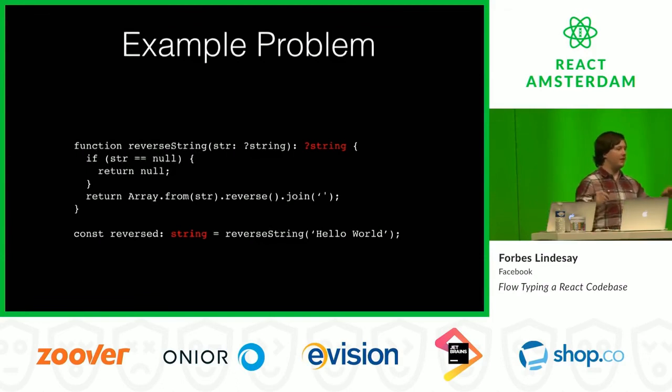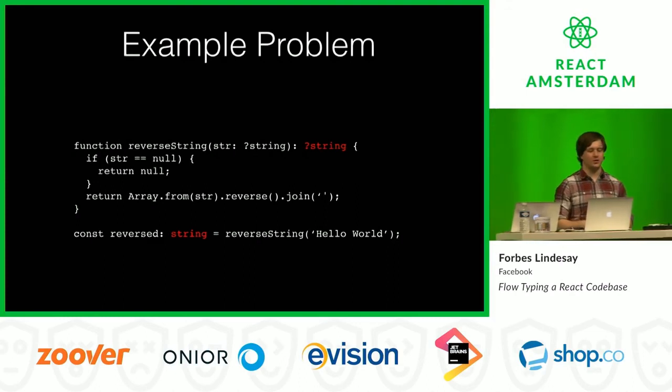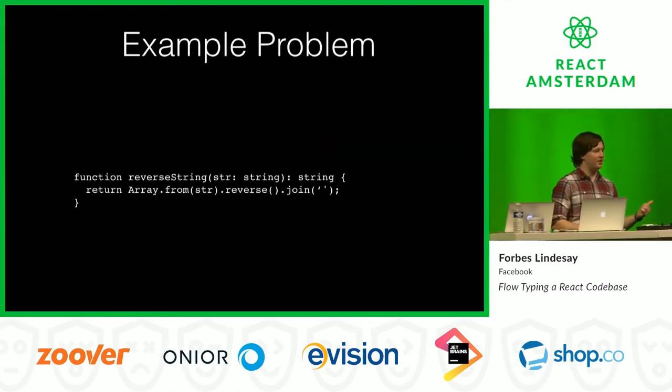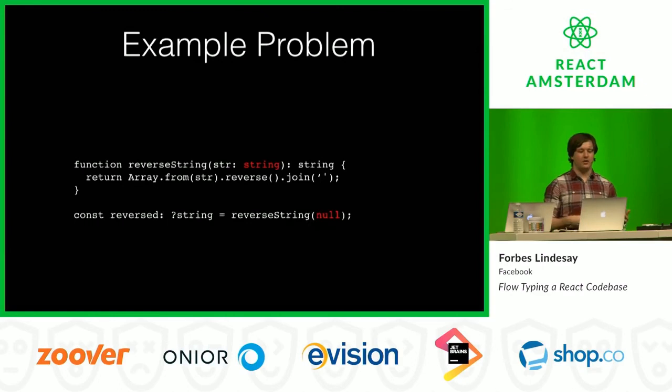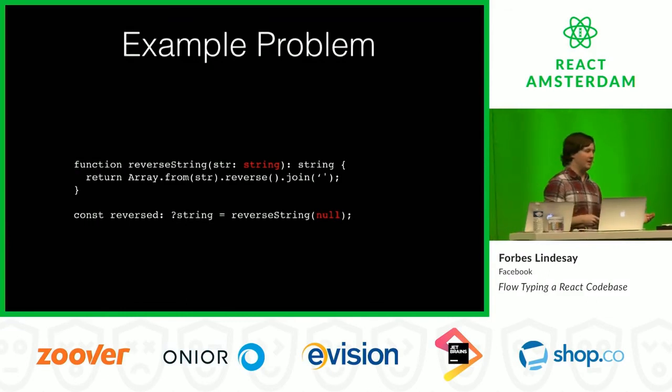OK, so you say, fair enough, this should return a not null string. So you make it take a string as an argument, return a not null string as its result, and you remove that weird thing where you say if null, return null. Now you've got the same problem in reverse, in that somewhere in your code you're passing null into reverse string, and you're expecting a nullable string as a result, and suddenly you're getting flow errors again. So how can you make this code flow typed without changing the behavior?